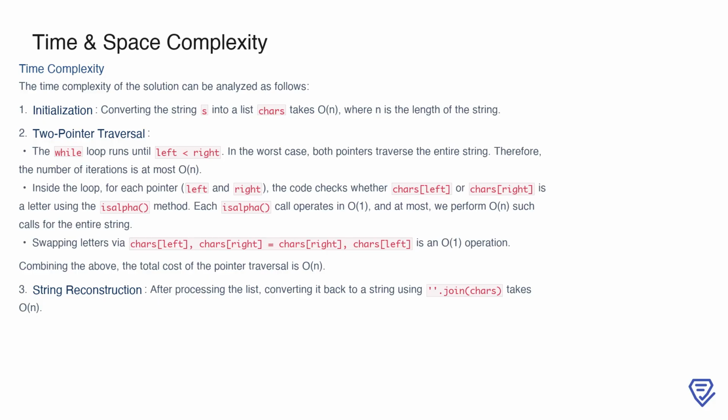Within each iteration, we perform constant time operations like checking if a character is a letter using the isalpha method, which runs in O(1), and swapping two characters, which is also O(1). Since these constant operations are performed at most O(n) times, the total cost of the pointer traversal is O(n). Finally, after processing the list, we reconstruct the output string using .join(chars), which also takes O(n). Adding these steps together gives us a time complexity dominated by O(n).